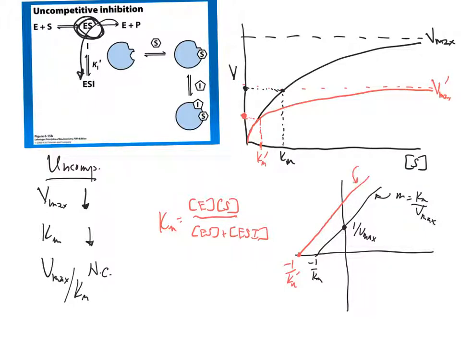So this is now the new -1 over Km prime. And once again, this is the slope for Km over Vmax, all of it prime. And then this is 1 over Vmax prime. So the Km over Vmax, since it's parallel, they should be the same. Since Vmax over Km is no change, then Km over Vmax will have no change. They should be nice parallel lines.